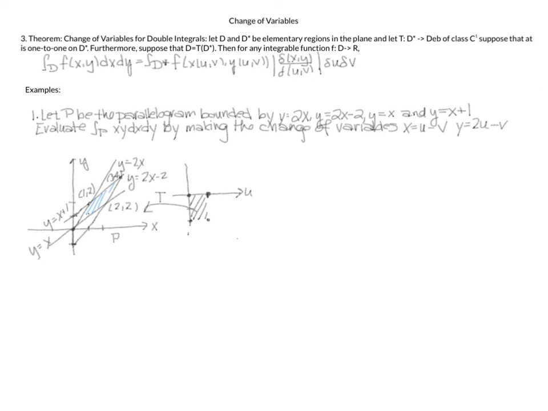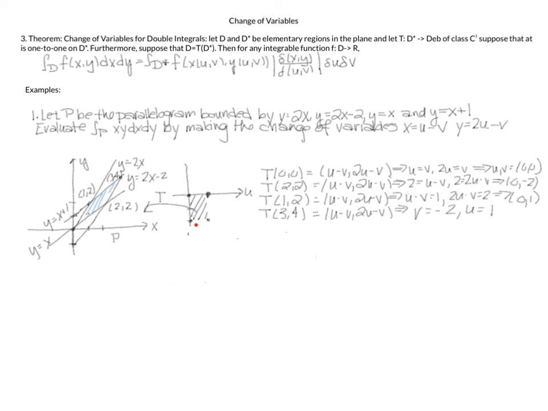This next problem is to let P be the parallelogram bounded by y equals 2x, y equals 2x minus 2, y equals x, and y equals x plus 1. Then we want to evaluate this integral over the parallelogram by making a change of variables. X equals u minus v and y equals 2u minus v. And here I have drawn the parallelogram.